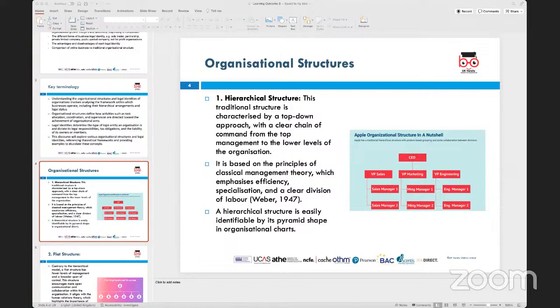A hierarchical structure is easily identified because it is normally in a pyramid shape. That means for decision making, there are layers in the organization wherein distributed decision making is allowed. But when it comes to major decisions or strategic decisions from the point of view of the organization, they are taken mostly at the top or by the top management.